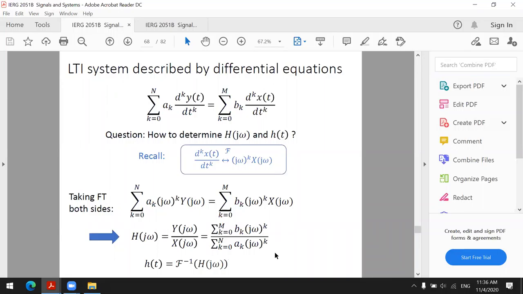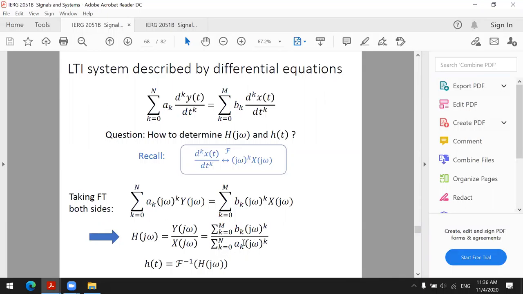Here, by putting the polynomial of a_k (j omega)^k on the denominator, we assume that either the denominator is non-zero, or if it is zero, then as omega goes to zero, the limit of the ratio exists. For example, if we have a non-zero coefficient a_0, then the denominator is non-zero.